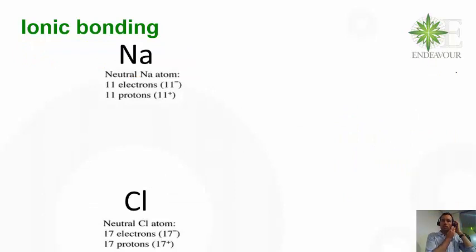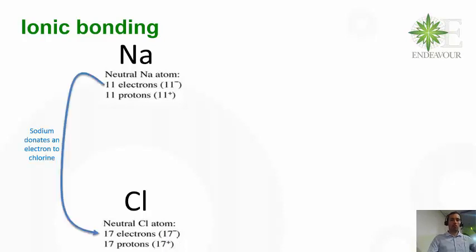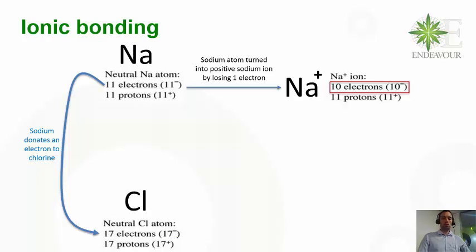All right, so let's now look in detail at how sodium and chlorine atoms come together to form an ionic bond within the ionic compound. So you can see here for sodium, it contains 11 electrons and 11 protons, whereas the chlorine atom contains 17 electrons and 17 protons. So as the metals do, they're going to donate one or more electrons to the non-metal. So sodium needs to get rid of one electron to become more stable, and chlorine needs to accept one electron to become more stable. So we have sodium donating an electron to the chlorine.